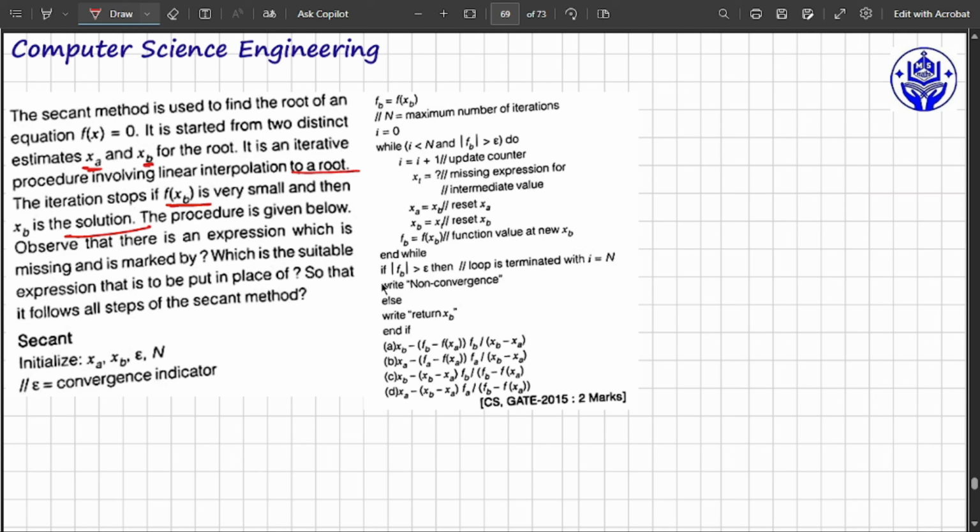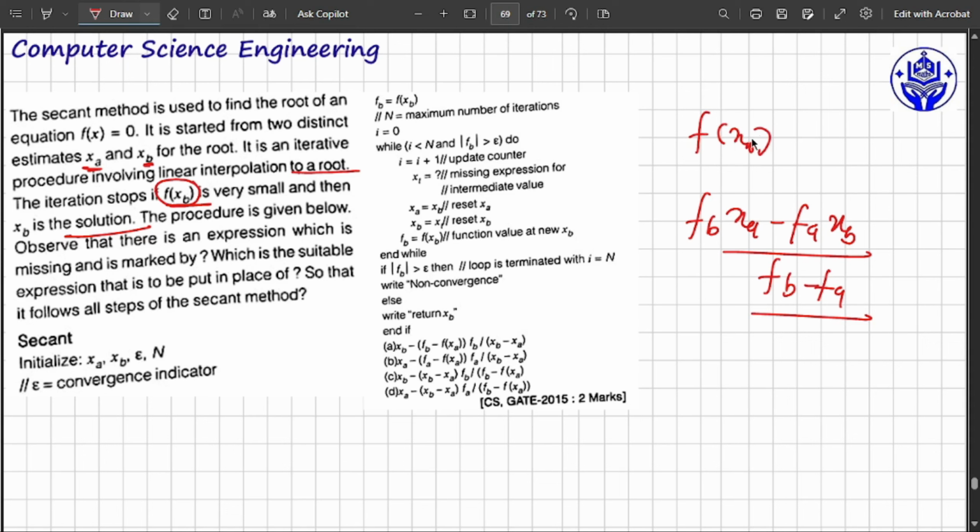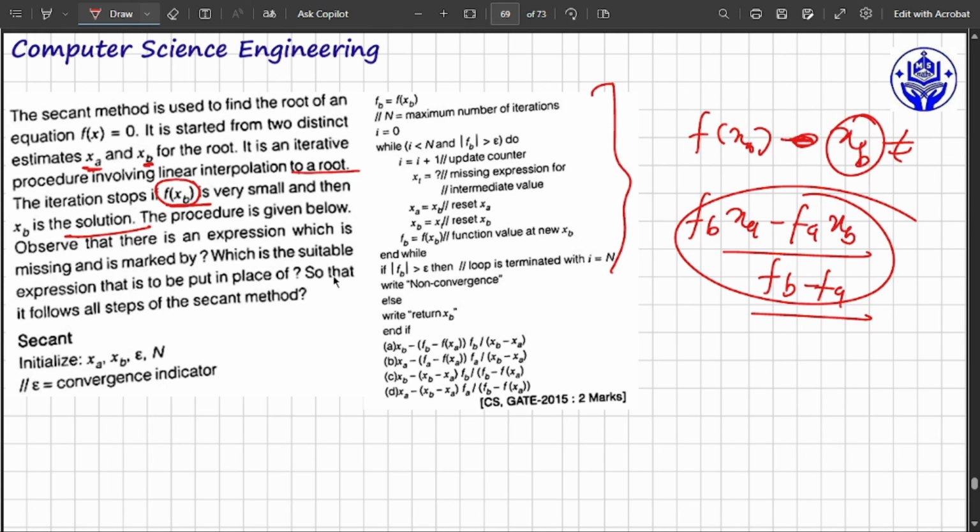So basically, what is the formula of the secant method? They are asking about the formula, a simple formula. So the formula is nothing but x of b minus f of b times x of b minus x of a, divided by f of b minus f of a. Why this? Because they are saying that when f of xb is very small, it is a slope, and xb is the solution. That's why this is the formula of secant, or otherwise you can easily get it from this code or this algorithm.